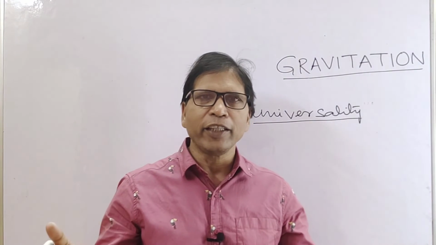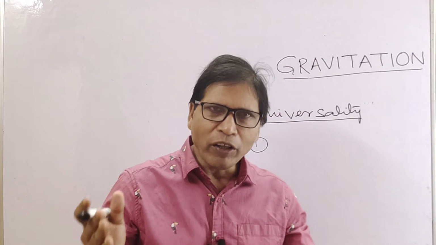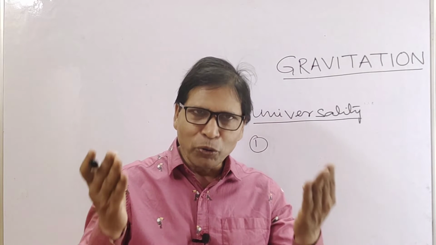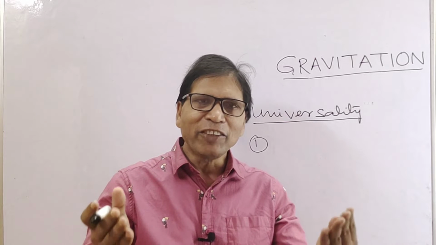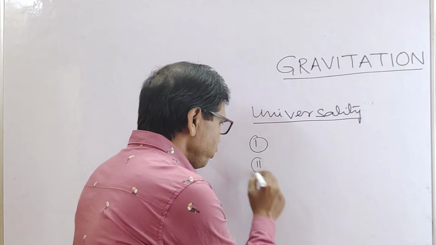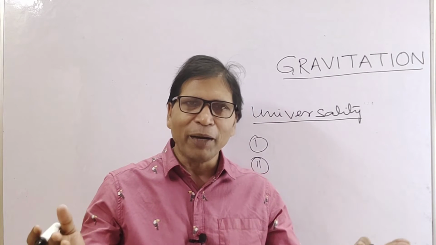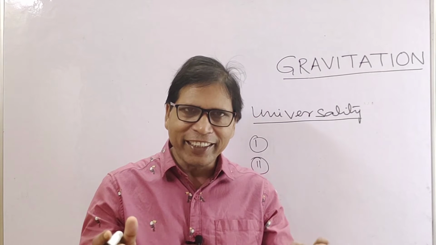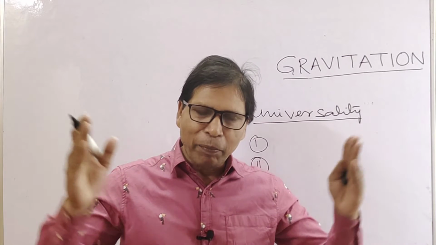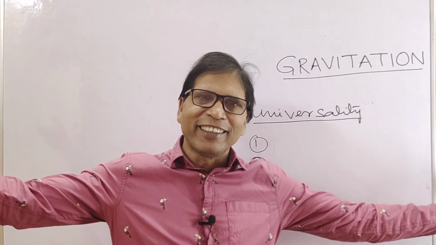Now the universality of Newton's law of gravitation. Number 1, Newton's law of gravitation is applicable for two terrestrial objects as well as two celestial objects. Number 2, Newton's law of gravitation is applicable for terrestrial distance as well as celestial distance. That is, it is applicable for small distance as well as very large distance.